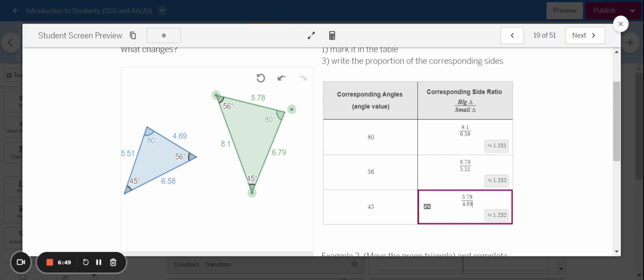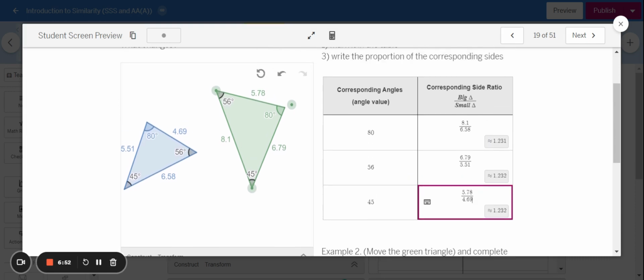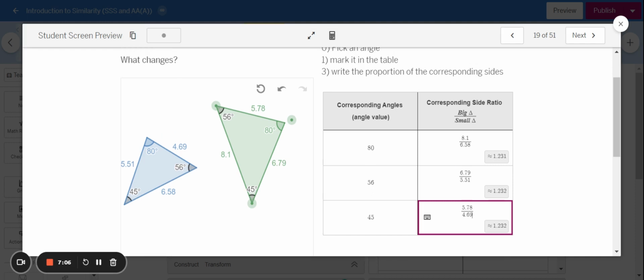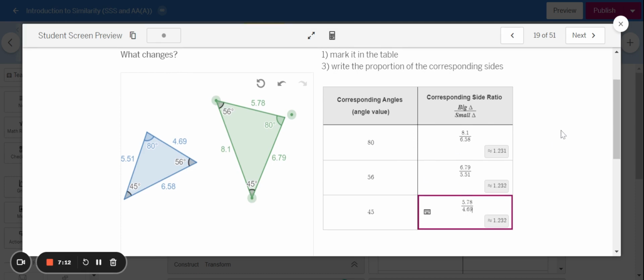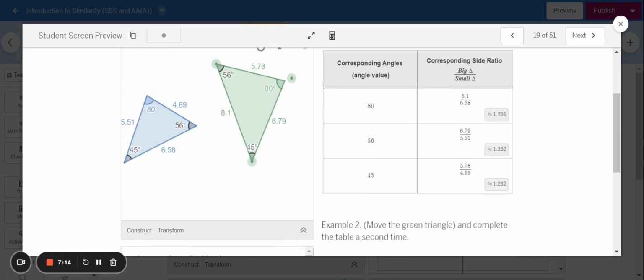Okay. So that was our goal. We noticed that these three angles are the same. These three angles are the same. So 80, 80, 56, 56, 45, 45. And that guaranteed that our proportions would be the same from one triangle to the other. Okay, that's what we're looking at here, is we're trying to prove to ourselves that if the angles are the same, the sides will be proportional. Okay, so I'm going to ask you to do that one more time down here.